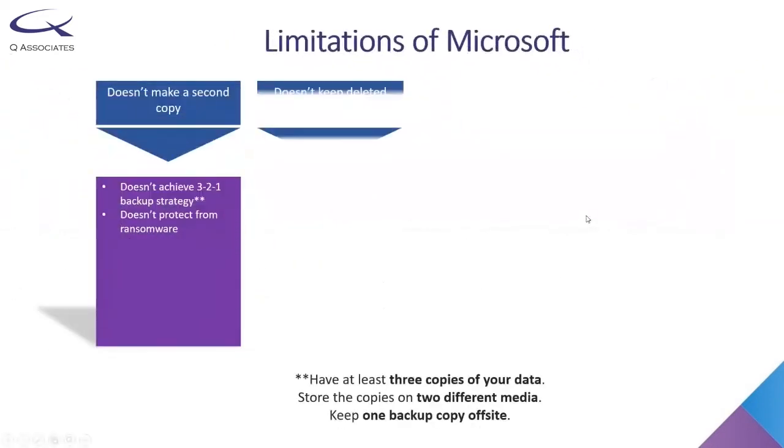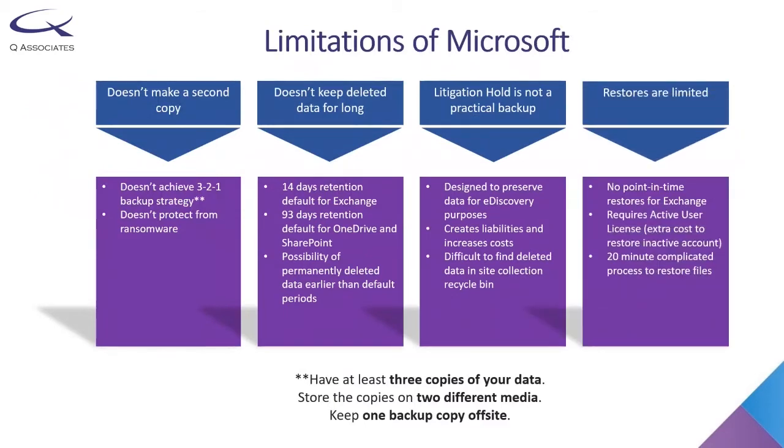Now, as I mentioned, that is a get out of jail free card. It's not a full backup product, so there are some limitations. It doesn't make a second copy of that data. Now you'll hear backup vendors, even with the traditional on-premise stuff, talk about the 3-2-1 backup strategy. So having 3 copies of your data on 2 different media and keeping one of those copies off-site. The Microsoft offering does not do that. This is why you need a third-party backup product.